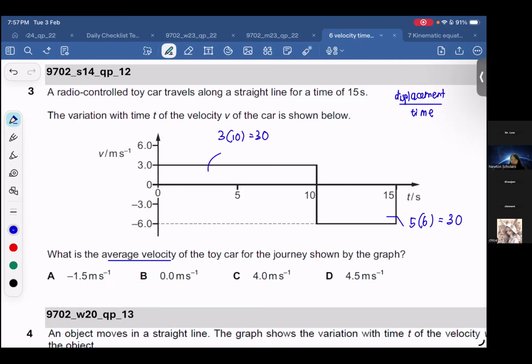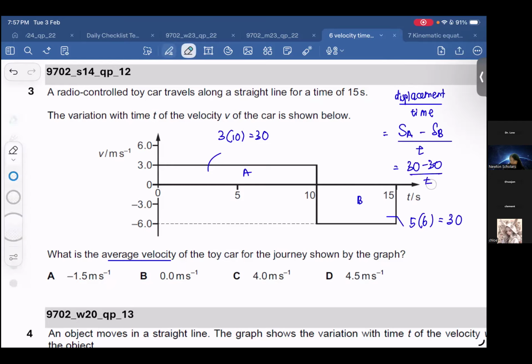As I told you, displacement is area A minus area B. So displacement is the distance traveled by area A minus that of B, divided by the time. So 30 minus 30 divided by the time, which is 15. At the end, your answer is 0. Answer should be B.